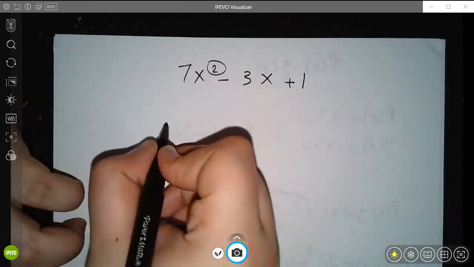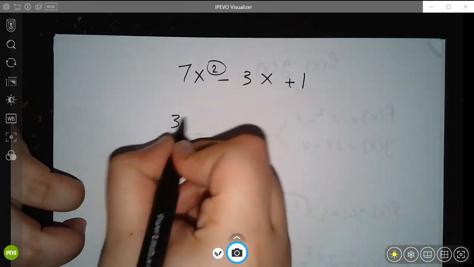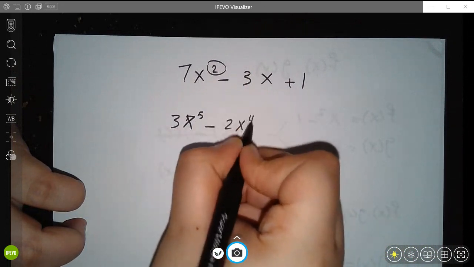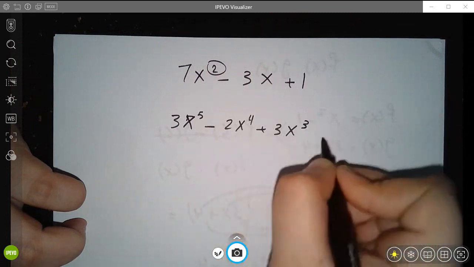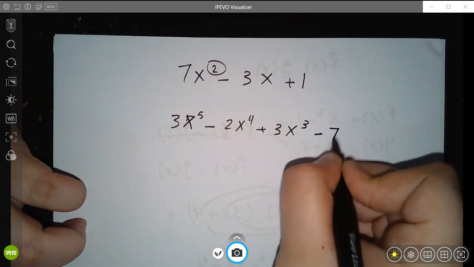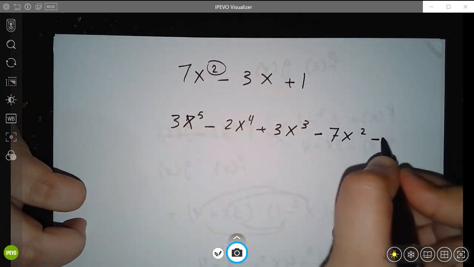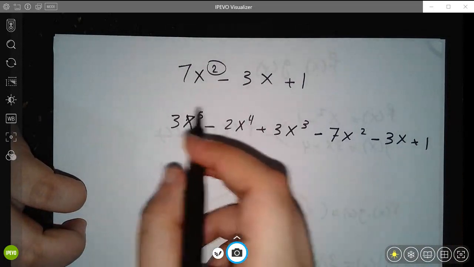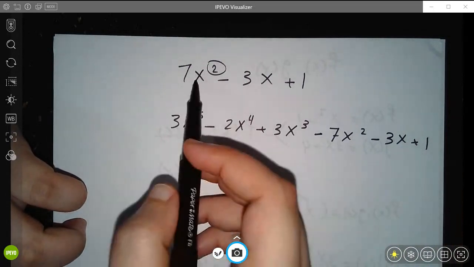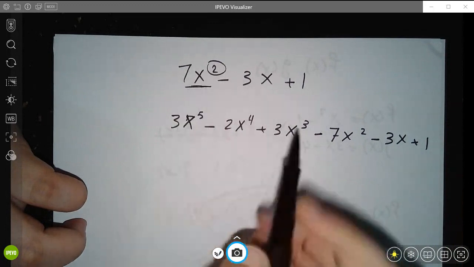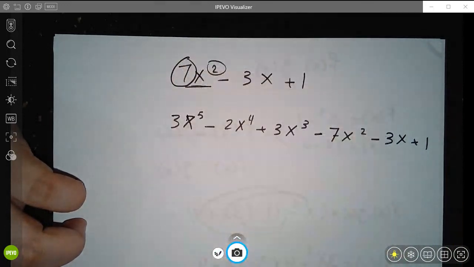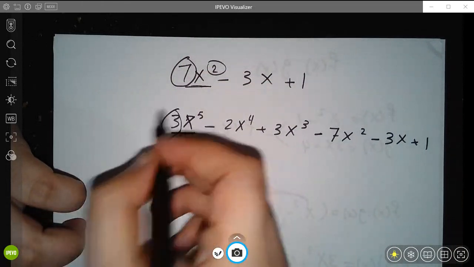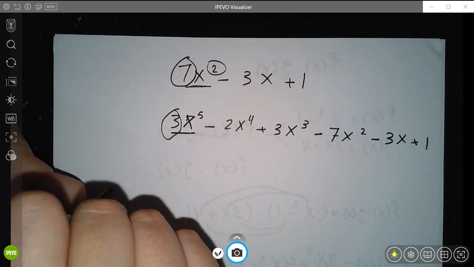So the function, also a polynomial, would be 3x to the 5th power minus 2x to the 4th power plus 3x to the 3rd power minus 7x squared minus 3x plus 1. This is also a polynomial, but it is to the 5th power. Now, in that one, the leading term would have been this one, and the coefficient of that term would have been the 7. In this one, the leading term is the x to the 5th power, and the coefficient is 3. So far, so good?